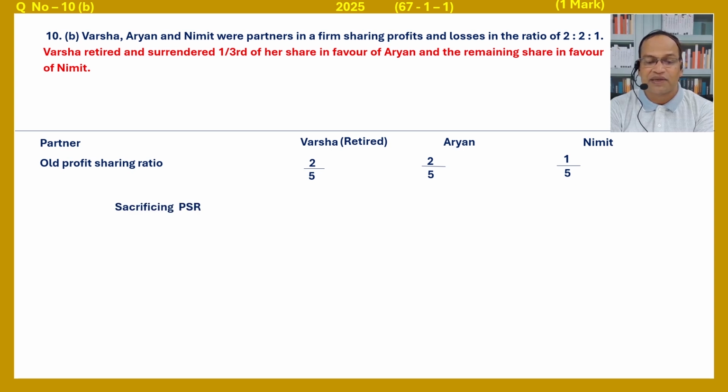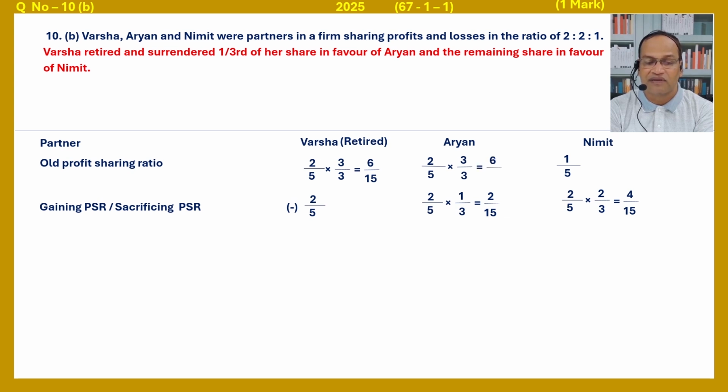Varsha retired. Sacrifice ratio is 2/5. So the gaining ratio for Aryan is 2/5 into 1/3 and for Nimit 2/5 into 2/3. That is 2/15 for Aryan and 4/15 for Nimit. So the base is 15 and the old base is 5. Therefore, multiply by 3/3: 2/5 into 3/3 equals 6/15 for both Aryan, and Nimit 1/5 into 3/3 equals 3/15.